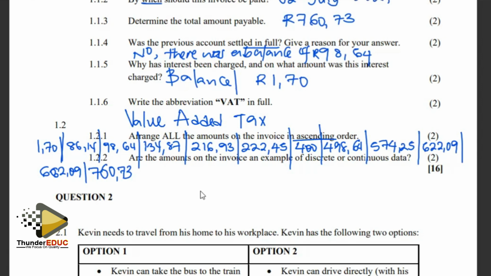What is most important? Arrange from smallest to biggest.